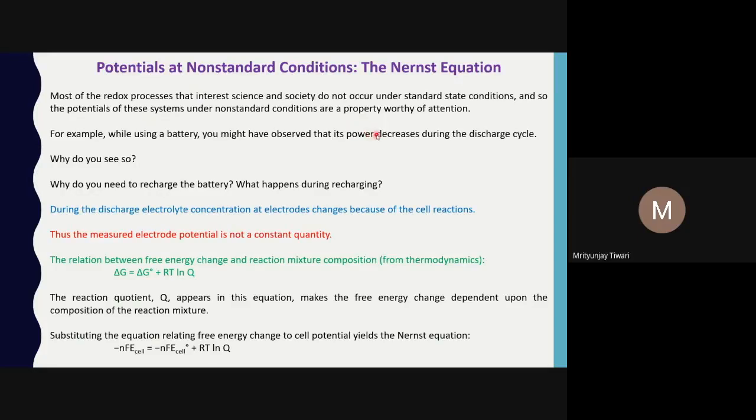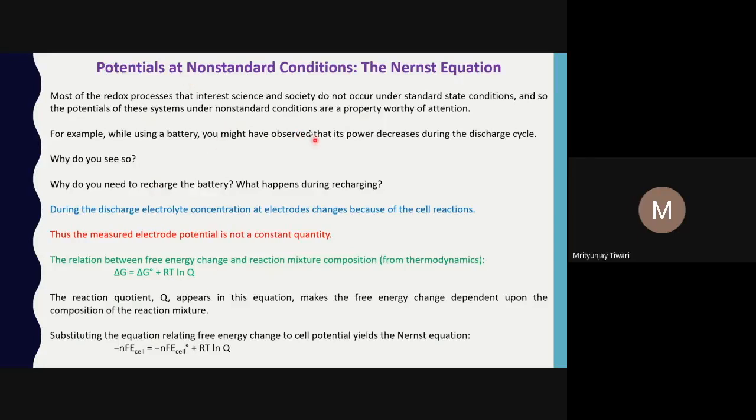Of course, we can measure these things at standard conditions. We have equations that we have derived, and from those we can calculate. But we need certain relations so that we can calculate the cell potential even at non-standard conditions, because the non-standard condition is the most viable condition practically. So we should have an idea of how to calculate the cell potential at non-standard conditions.